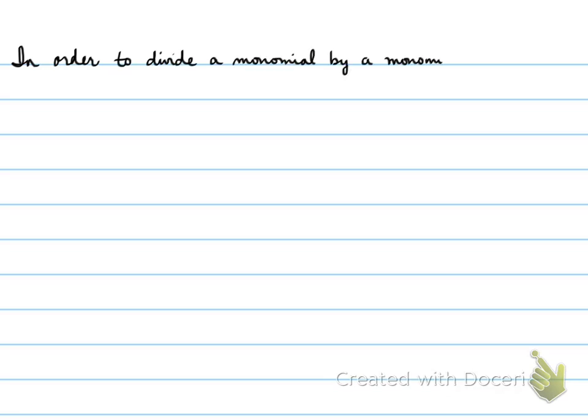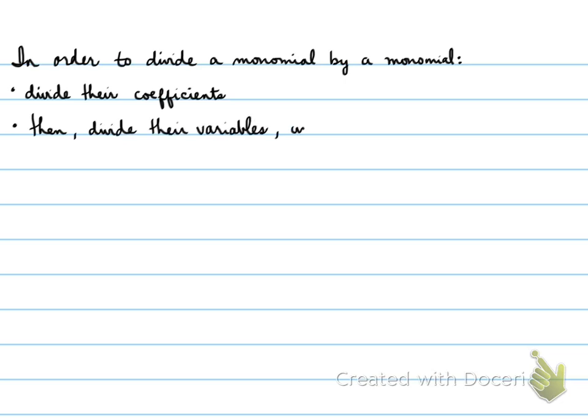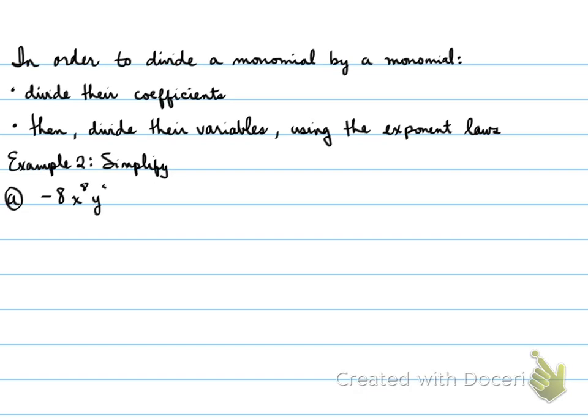Now, in order to divide a monomial by a monomial, you must divide the coefficients and then divide the variables using exponent laws. So again, we're going to simplify, but this time with division and multiplication. So here's an example. Negative 8x to the power of 8 times y to the power of 5 times z to the power of 6 divided by 12 times x times y to the power of 3 times z to the power of 2. We're going to divide these. And we're going to divide this one.